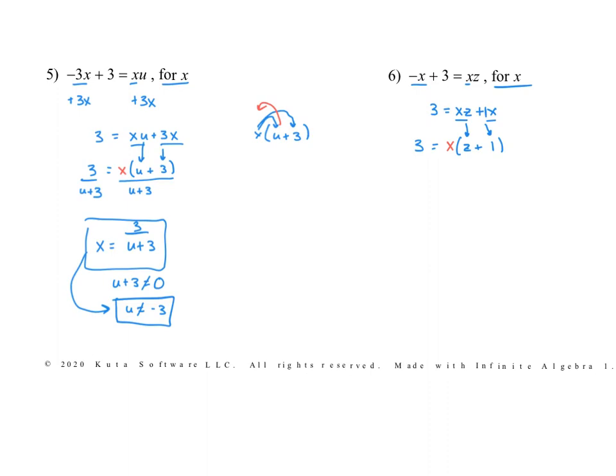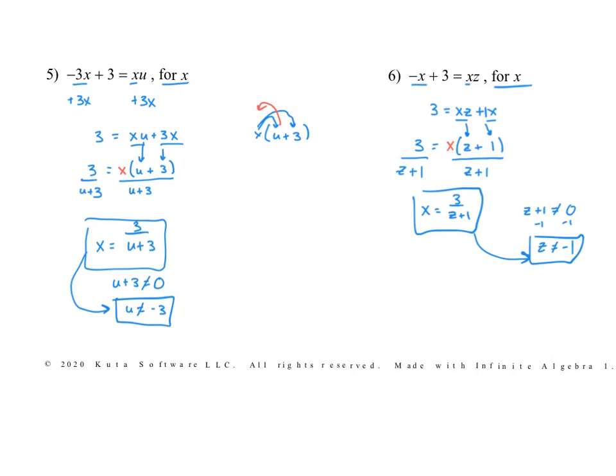Okay. And then likewise, I'm going to divide by the whole thing, the whole parentheses. And I'm left with x is equal to 3 over z plus 1. Solve for what the denominator can't be. And here is my final answer.